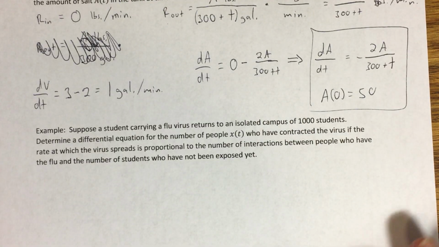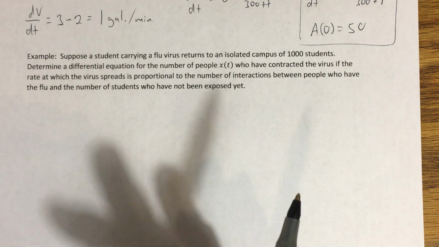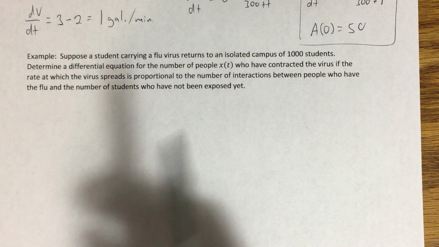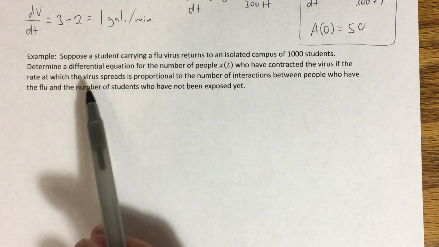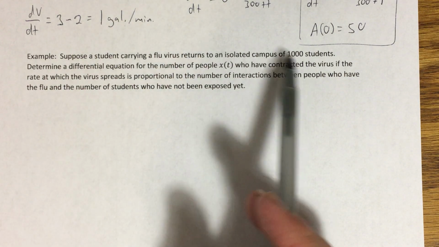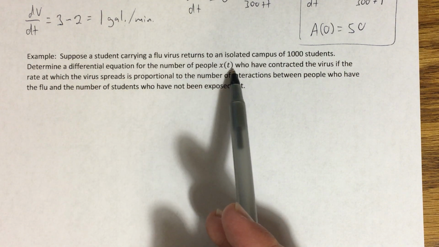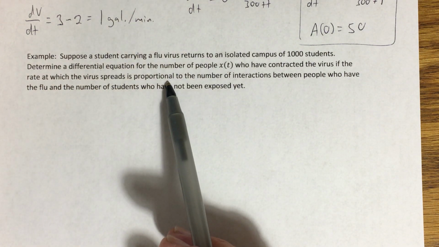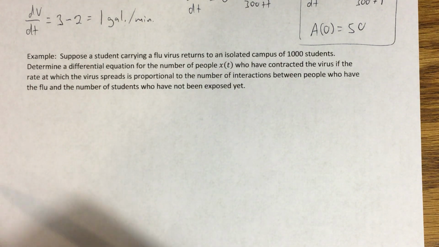Okay, one last problem, and then we're going to wrap this section up. This ended up being 4 videos. It should not have been 4 videos, but that's technical difficulties, unfortunately. So this one is an example of that virology application that we looked at before. Suppose a student carrying a flu virus returns to an isolated campus of 1,000 students. Determine a differential equation for the number of people x of t who have contracted the virus if the rate at which the virus spreads is proportional to the number of interactions between people who have the flu and the number of students who have not been exposed yet.